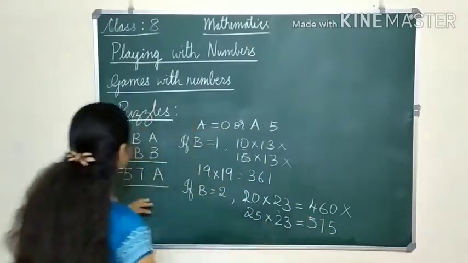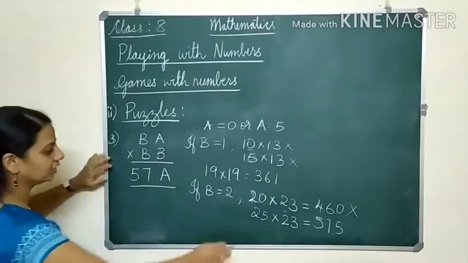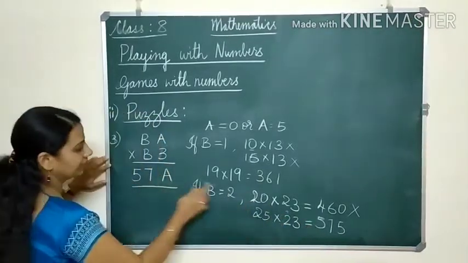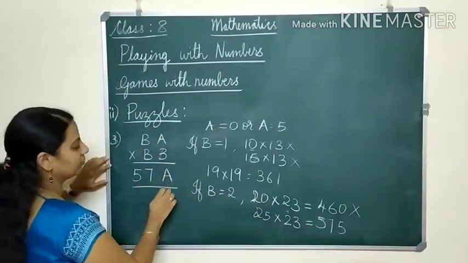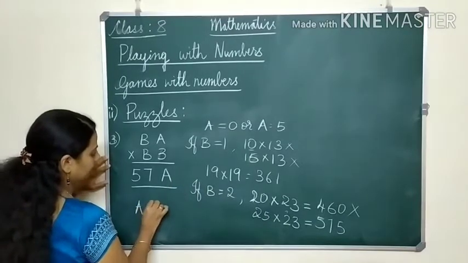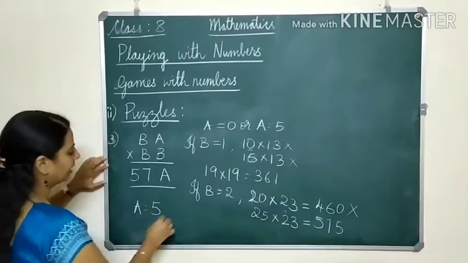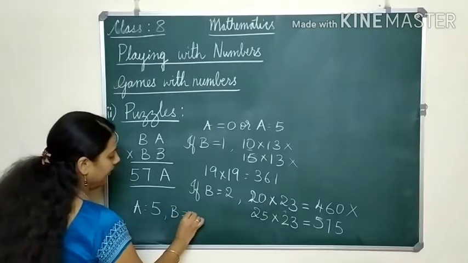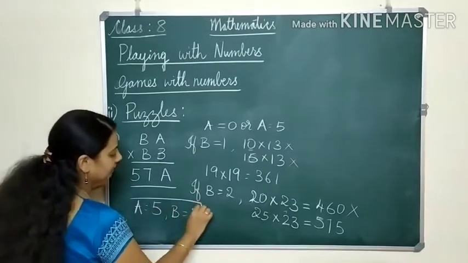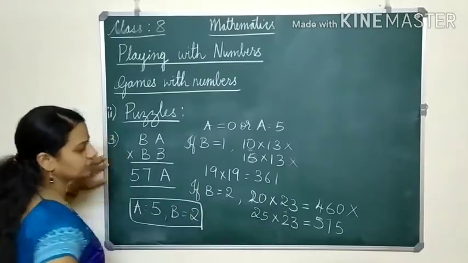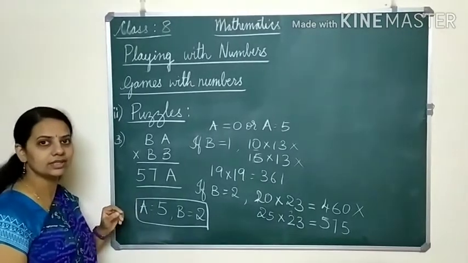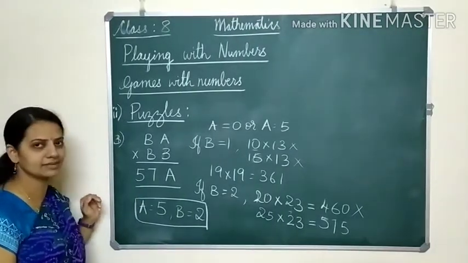Now this is matching with our answer. We got these two digits, 5 and 7, are same. So A has to be equal to 5 and B should be equal to 2. This is our answer. Now this is how we should solve the sums or puzzles.